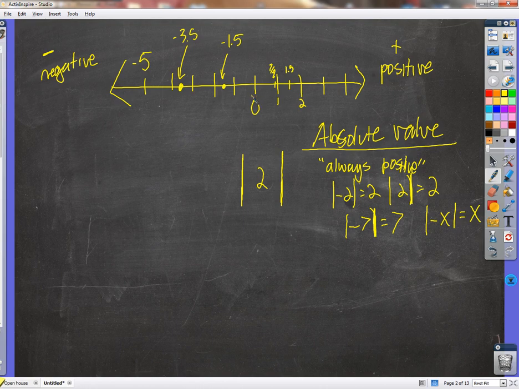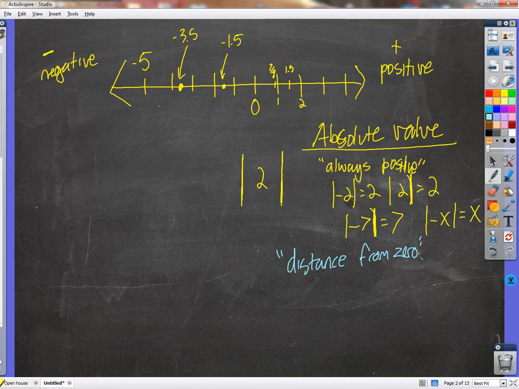So the technical definition, I guess, which is not very technical, is the distance from 0. Just how far away is it from 0? Absolute value. And those vertical lines just mean how far away from 0 is this number? Well, this is 5 away. And we always just say it in a positive way, 5. It's 5 away, it's 10 away, it's the square root of 3 away from 0.